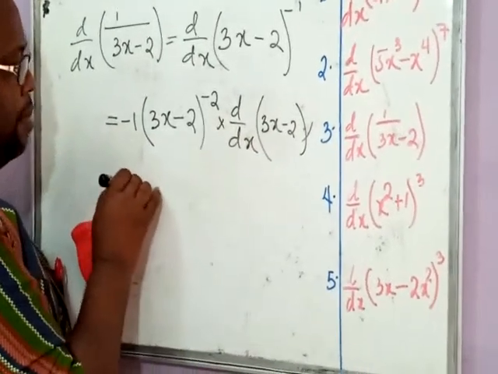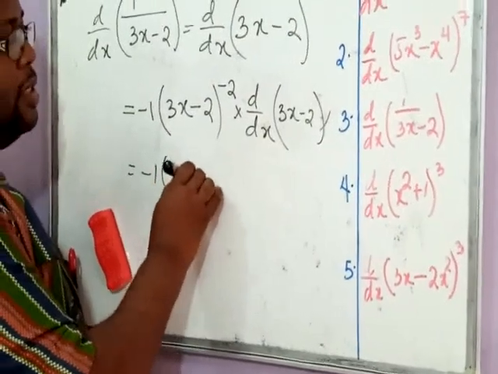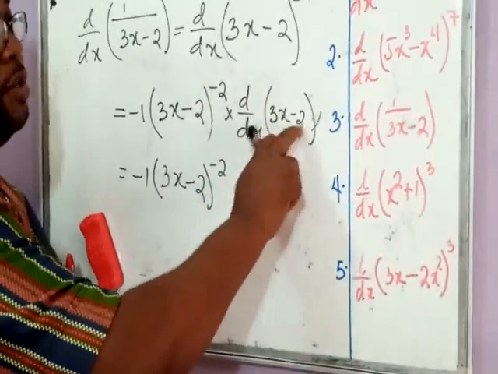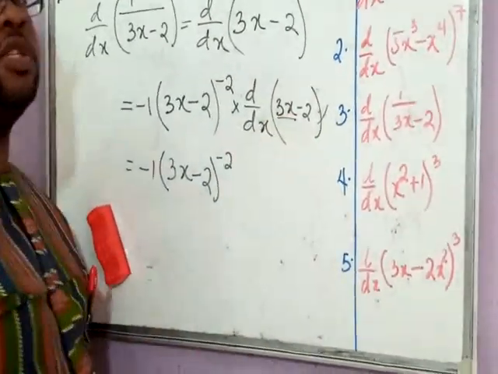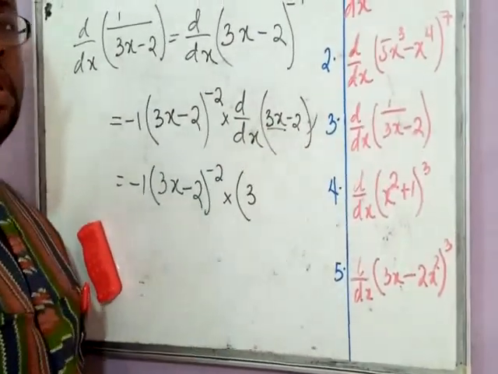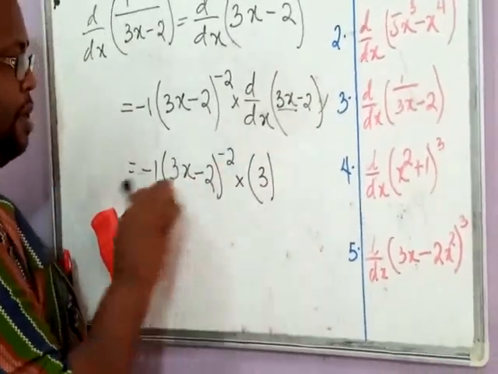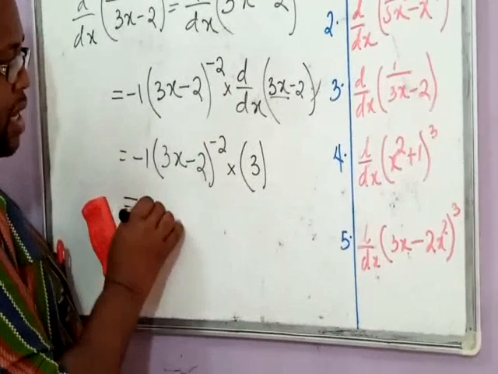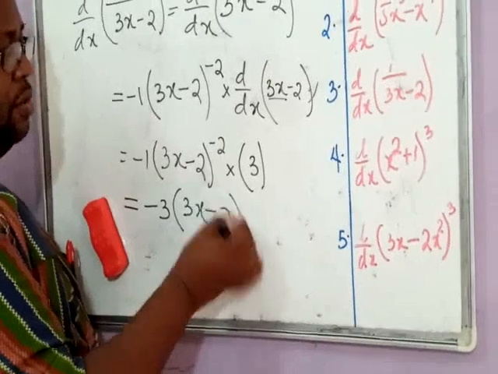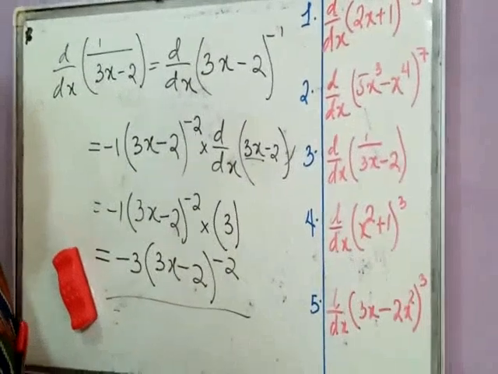And at the end of the day, this simply gives me negative 1 into 3x minus 2, all raised to the power minus 2. When I differentiate 3x minus 2, you differentiate 3x, you simply get 3, now multiplied by 3. Because when you differentiate negative 2, being a constant, you simply get 0. Is that okay? So that's that. This 3 multiplies minus 1 to simply give me negative 3 into 3x minus 2, all raised to the power minus 2. So that becomes the answer to that problem.